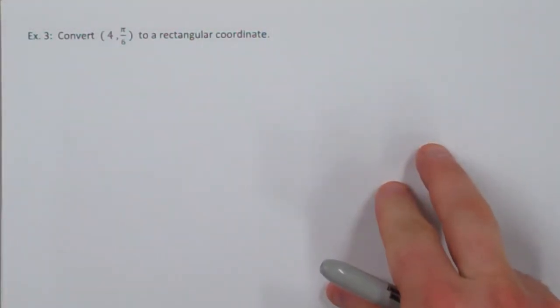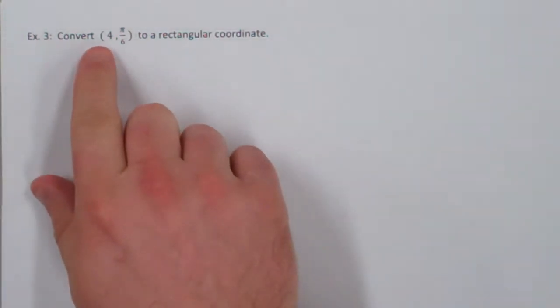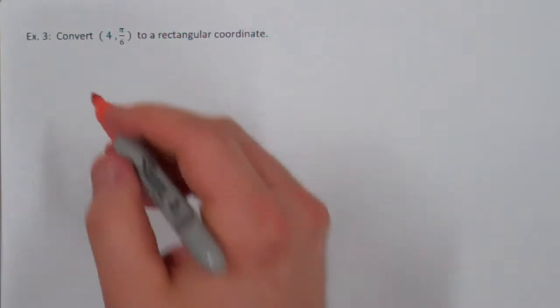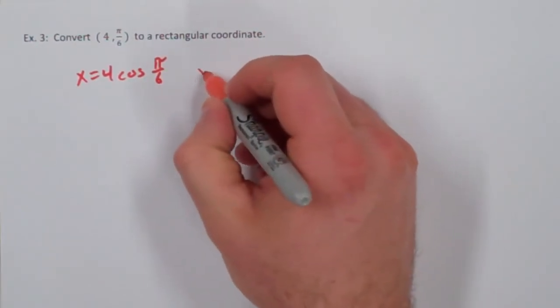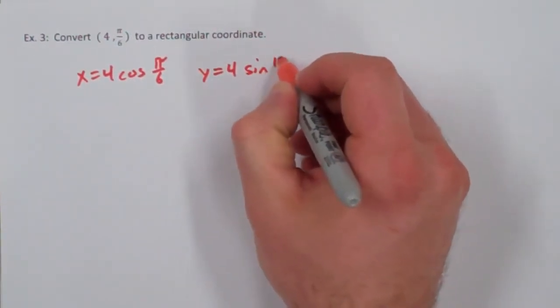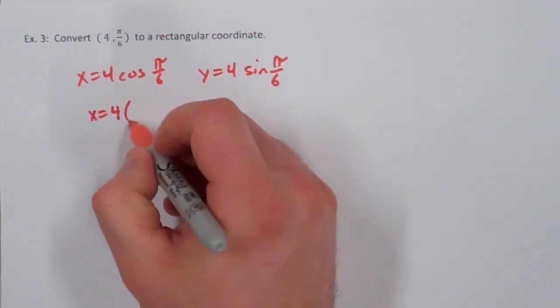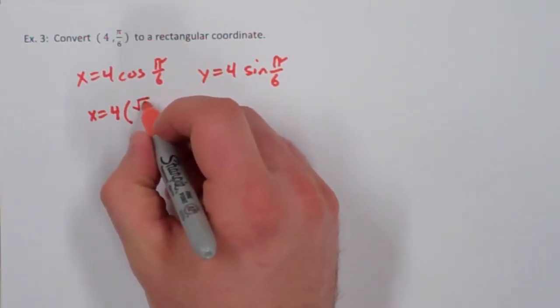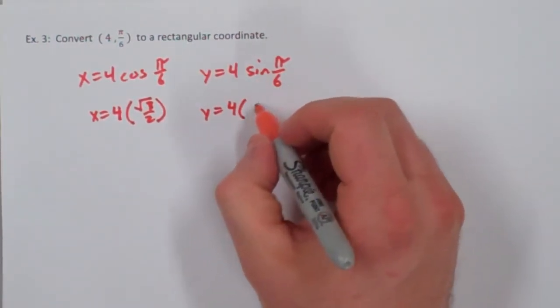And we can do maybe one more, so we'll do example 3. In example 3, we're asked to change (4, pi over 6) to a rectangular coordinate. We know that's in polar right now because we have a radius and we have an angle measurement. So x will be 4 cosine of pi over 6, and y will be 4 sine of pi over 6. The cosine of pi over 6 is equal to root 3 over 2, and the sine of pi over 6 is 1/2.